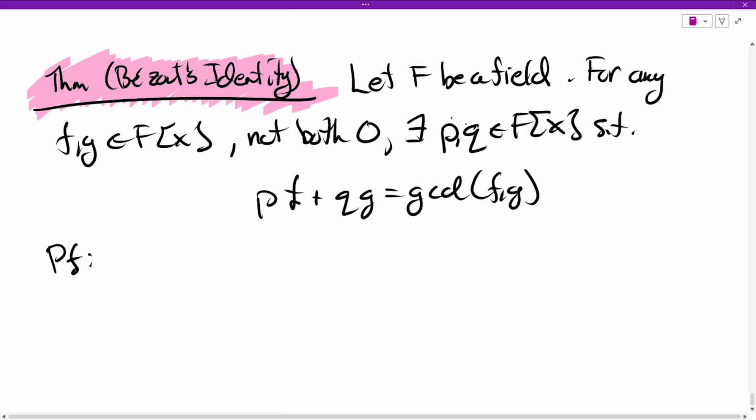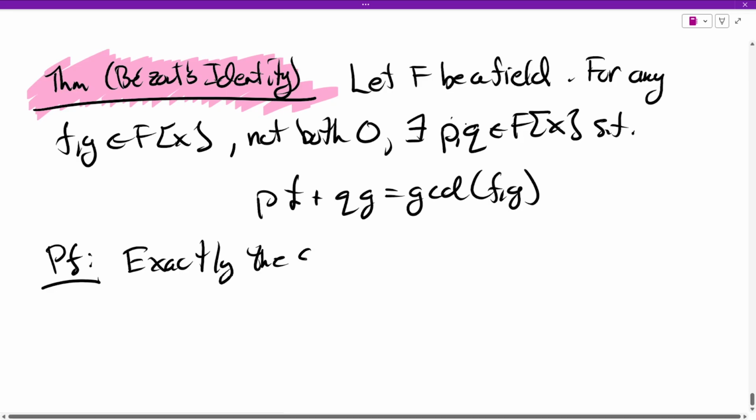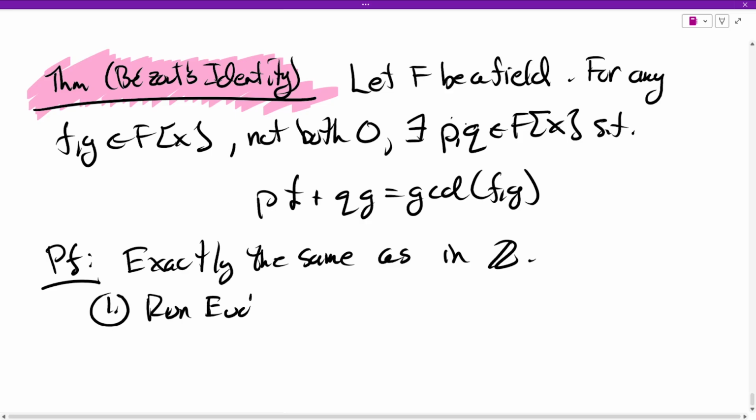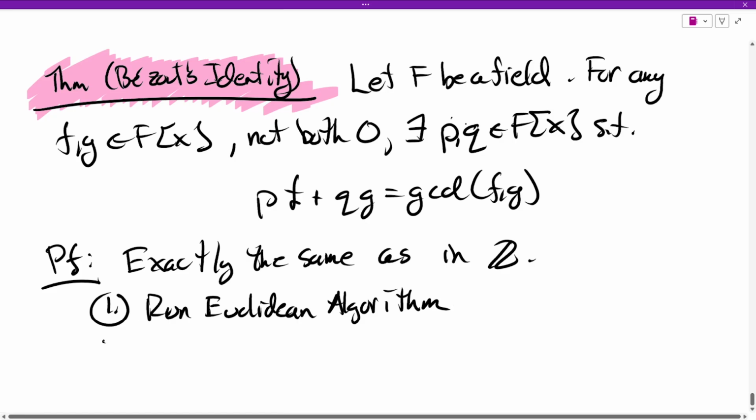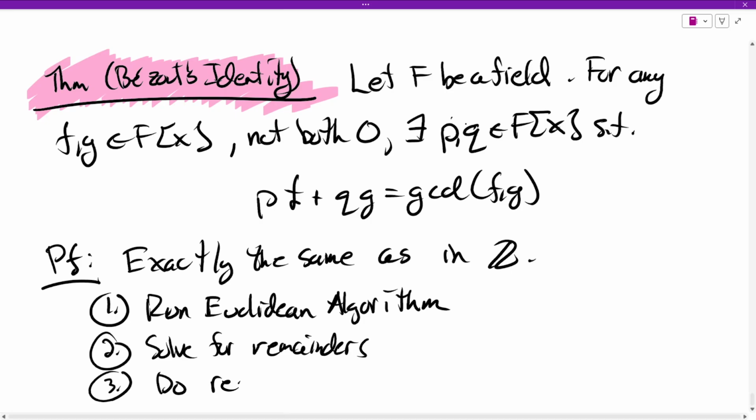And the proof of this is exactly the same as in Z. So you go in, you run the Euclidean algorithm. This is written out pretty explicitly in the book. Just for this video, I'm just going to say it's the same as in Z. You run the Euclidean algorithm, you solve for remainders, and you do repeated substitution until you have the equation.